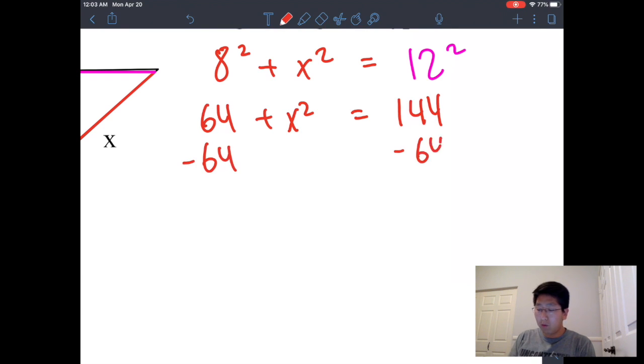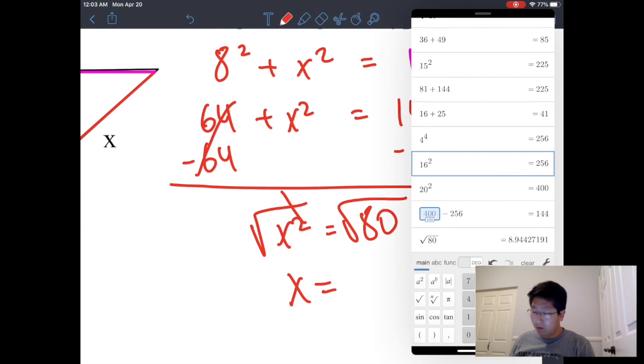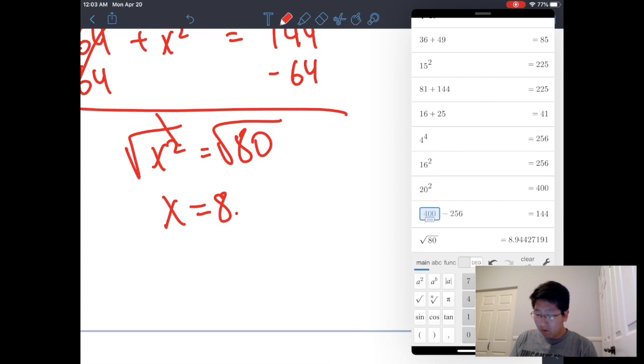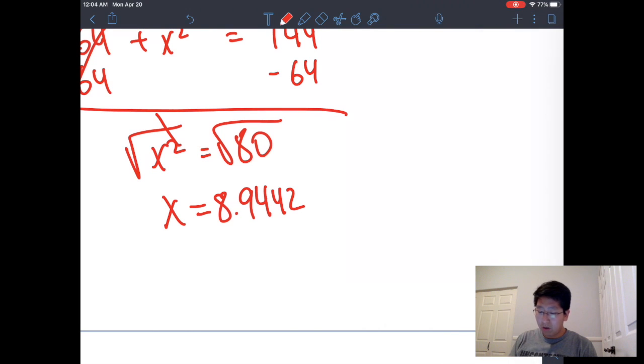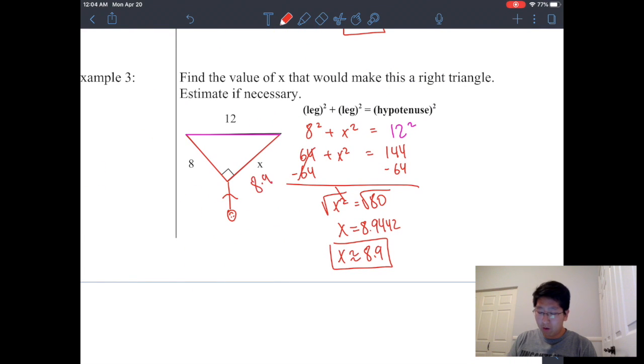Subtract 64 from both sides. X squared equals 80. And here we need to find a square root, and x equals, there isn't a perfect square root. If we plug it into the calculator, we get 8.9442. So our answer here is about 8.9. So our missing side length is 8.9 right here. And that's an estimate. Okay.